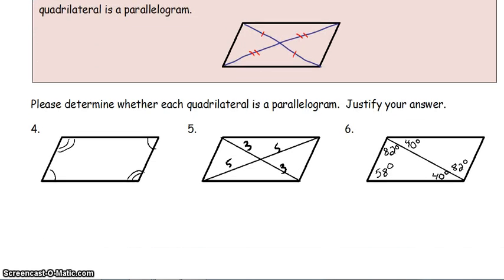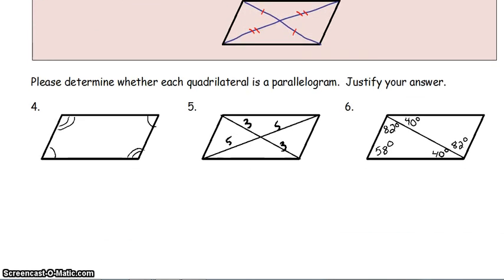The next part of our notes, use these theorems to justify for numbers 4, 5, and 6. You can use any theorems to justify this. Press pause, spend a couple of seconds thinking those through, say yes or no, and be ready to justify why.